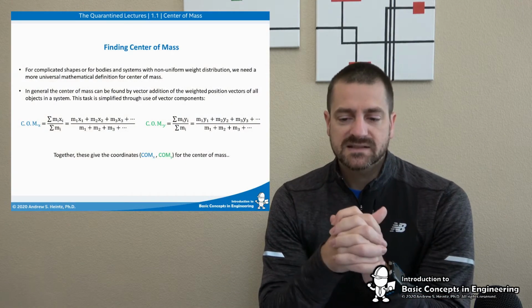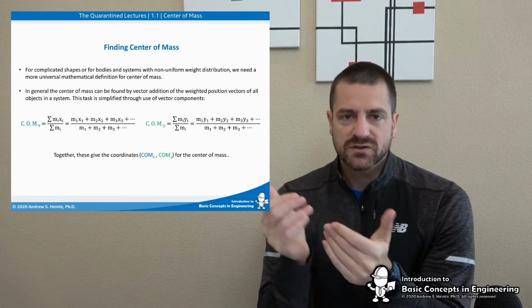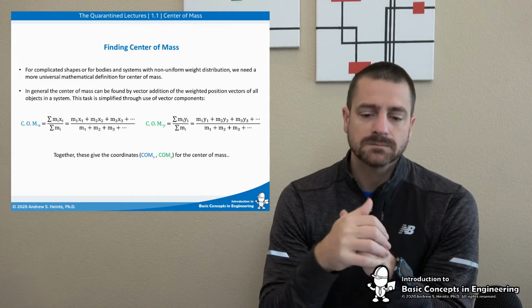So how do we find the center of mass? Finding the center of mass on those simple shapes is easy enough, but what if we were looking at some other system, like something we'll look at a little later, which is a non-uniformly packed truck? Like a moving truck that someone didn't do a very good job packing. How would we find the center of mass of that truck? For complicated shapes or bodies and systems with a non-uniform weight distribution, we need a more universal formula, which is what we're seeing here.